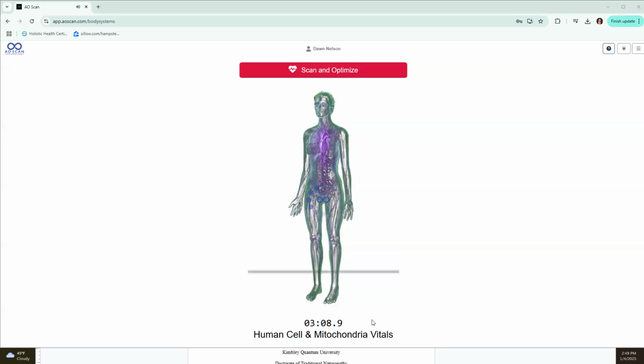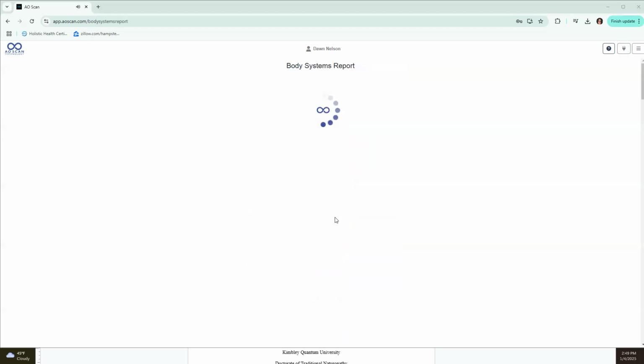Human cell mitochondria. And still under that 4-minute mark. Hormones. There we go. Then we have chemistry, and we'll be able to look at this. So pretty well. 3.5 minutes. There's the chemistry. So again, it's under 4 minutes. We're going to have a full report on the entire body. Educational purposes. Here we go. Okay.